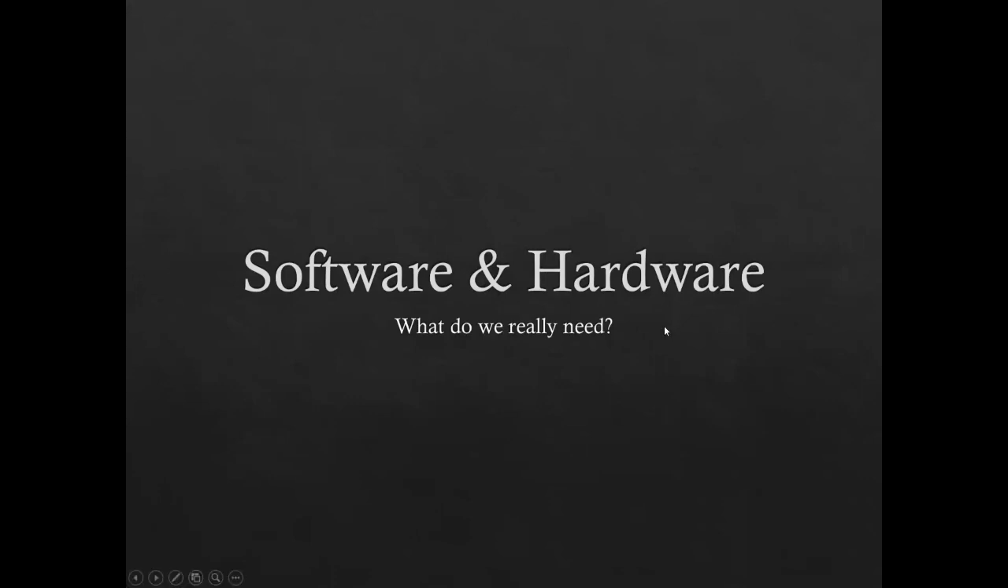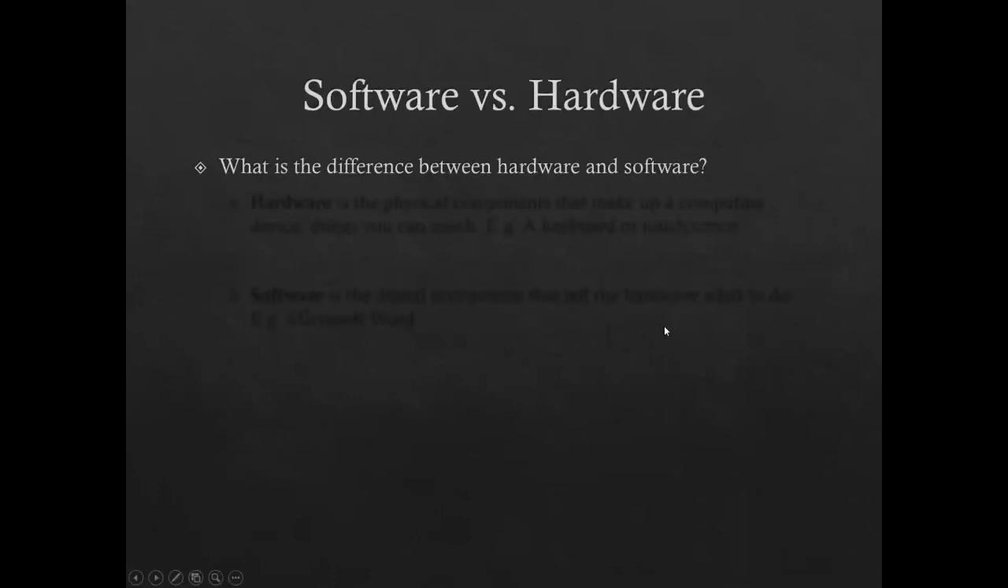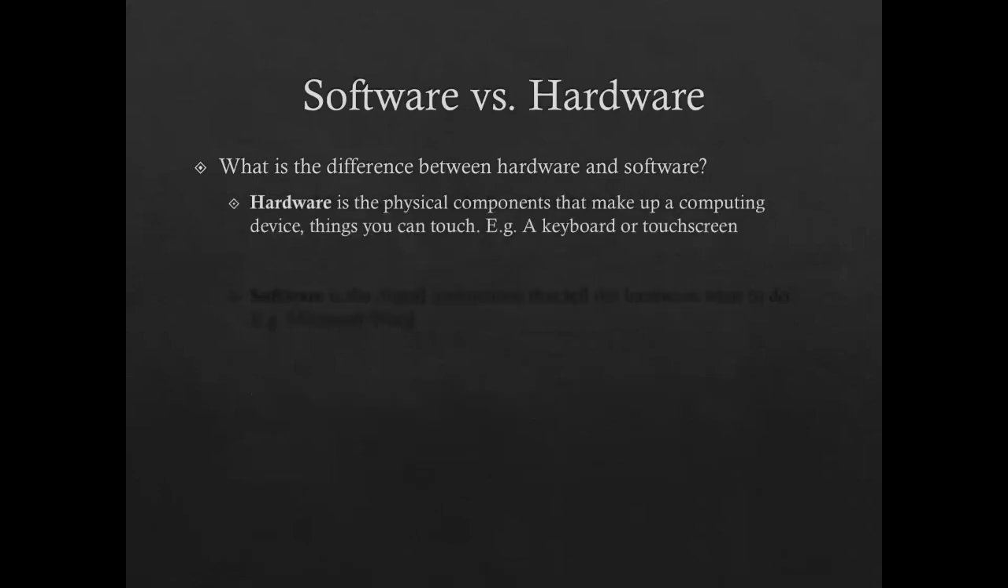So let's see if I can get this going here. There we go. So software versus hardware. What is the difference between the two? Well, as you can see here, hardware are the physical components that actually make up the computer, the things you can actually touch. Keyboards, touch screens, everything, the mouse, all these different things that you can physically touch. Even the stuff inside, so your graphics cards, all those kinds of things, those are all hardware.